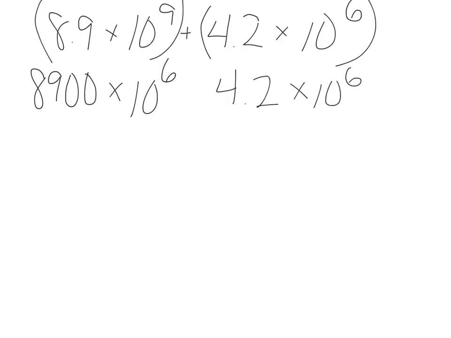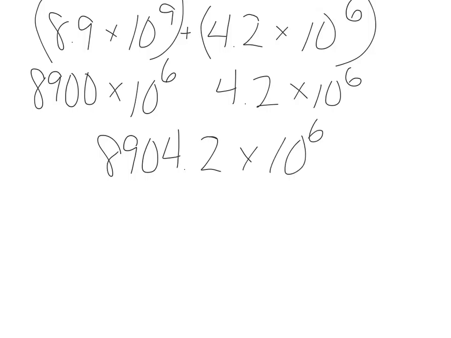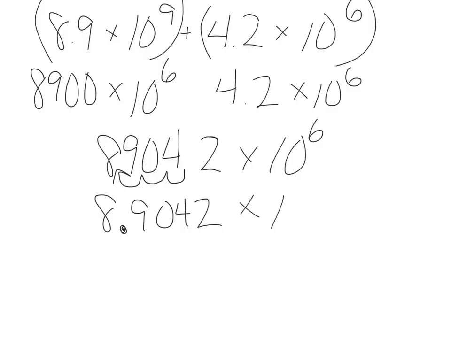And now I should get 8904.2 times 10 to the 6th. Alright, now same thing again. I need to move this 1, 2, 3. So I'm going to make this 8.9042. I made this one 3 spots smaller, which, maybe no surprise, should make this one 3 bigger. So the answer we should get for this one should be 8.9042 times 10 to the 9th.